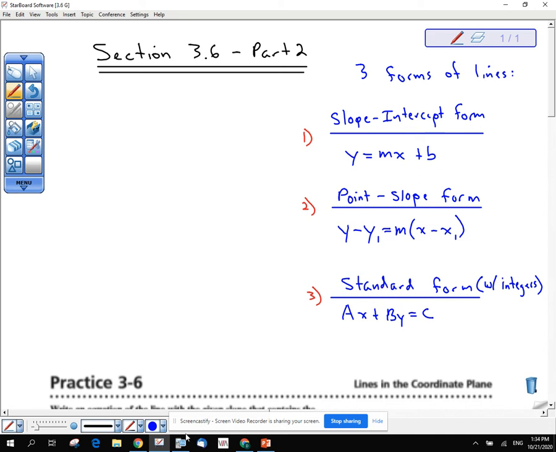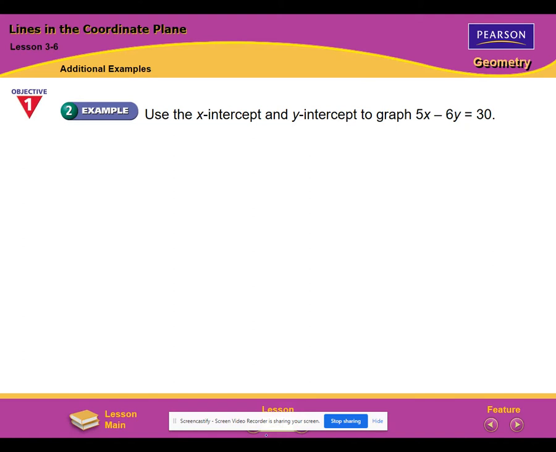Reminder that integers are 0, 1, 2, 3, etc. forever, and also the negatives of those numbers. So no fractions, no decimals, basically. Okay, so Ax plus By equals C, that's standard form, and that will pick up the other examples that we weren't able to do in the last video.